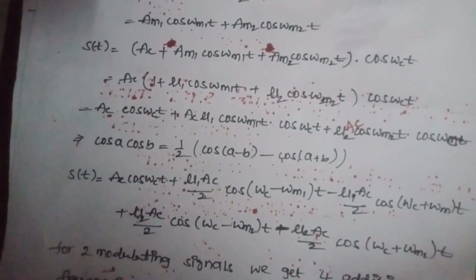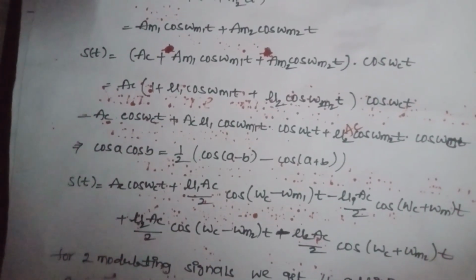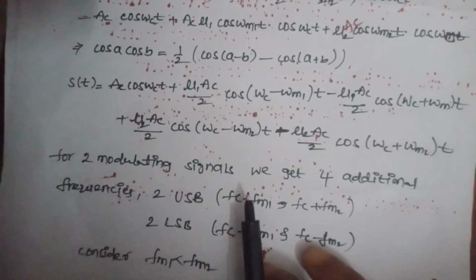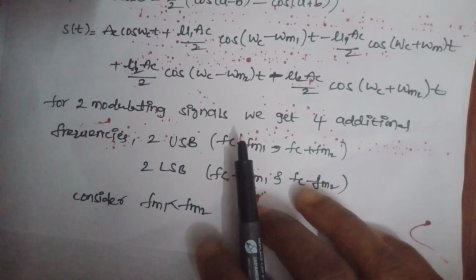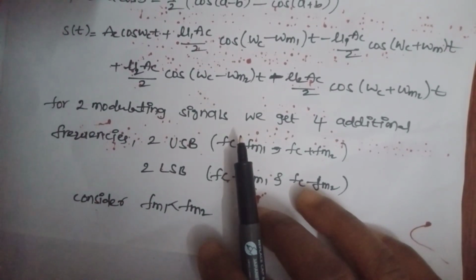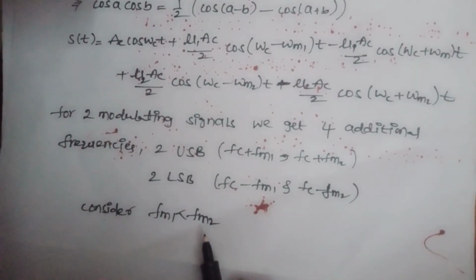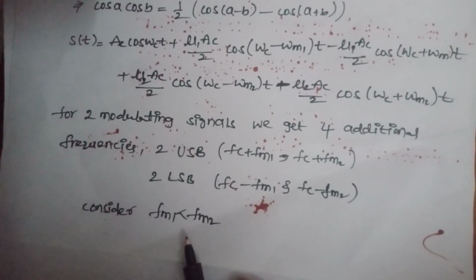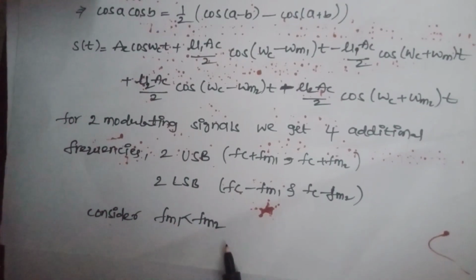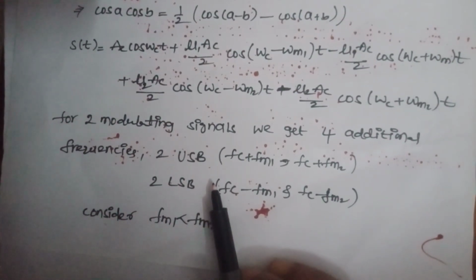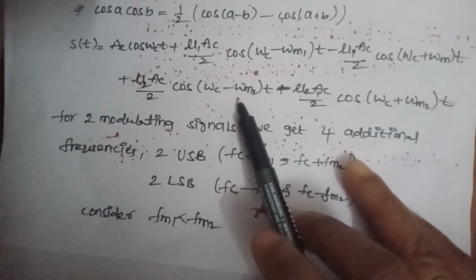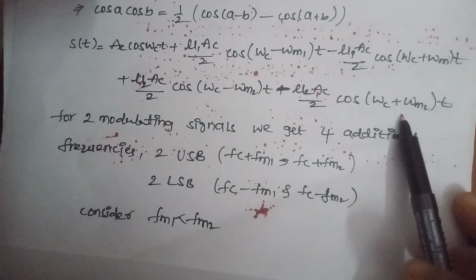So next, coming to here, we have the two modulating signals, that is m1(t) and m2(t). Just consider that the frequency of message signal 1 is less than that of message signal 2, that is fm1 is less than fm2, yes, right? Next, since we have two modulating signals, we have two LSBs and two USBs. Okay, so four side frequencies we have, yes, right?